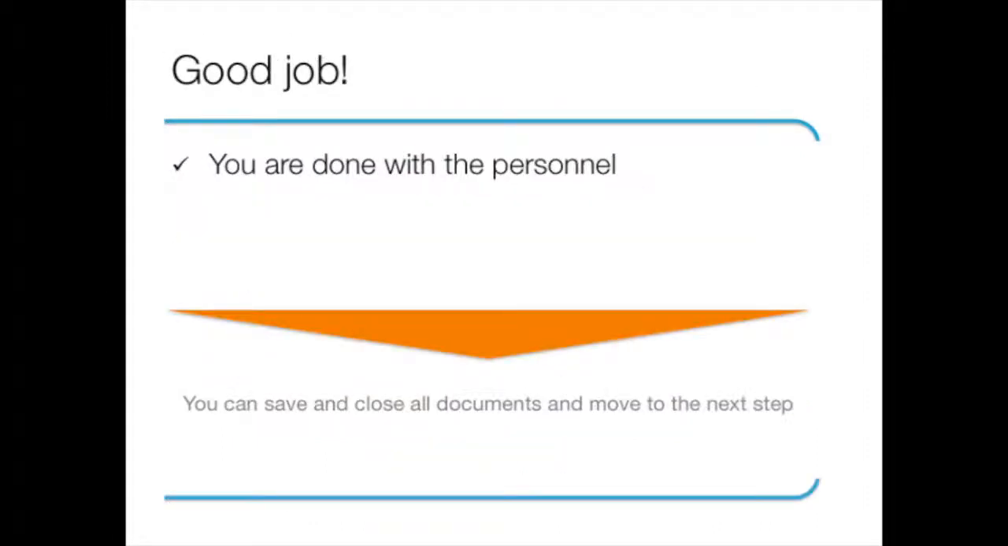Now we're done with the standard's requirements for personnel. We have defined authority, the relationship between your employees, and also the qualification requirements. Just remember to keep these files up to date and later make sure that your employees meet the qualification requirements. Now you can save and close all documents you still have open, and then you can move on to the next step.